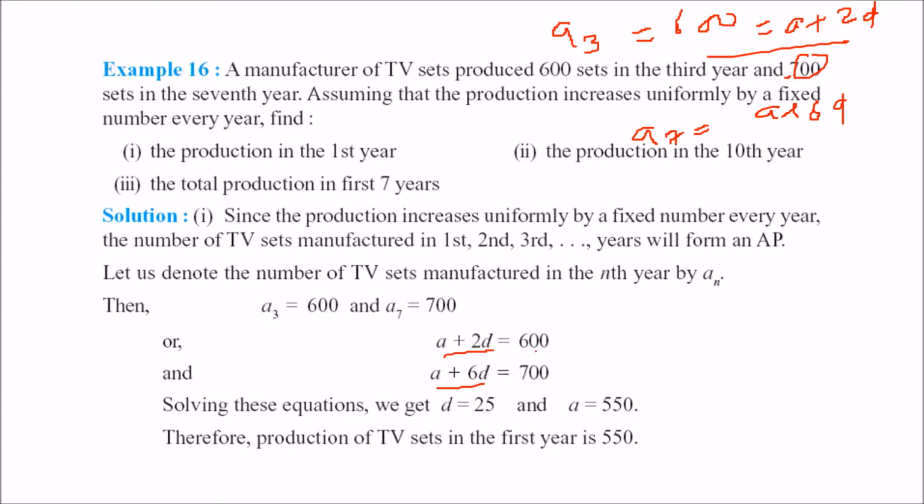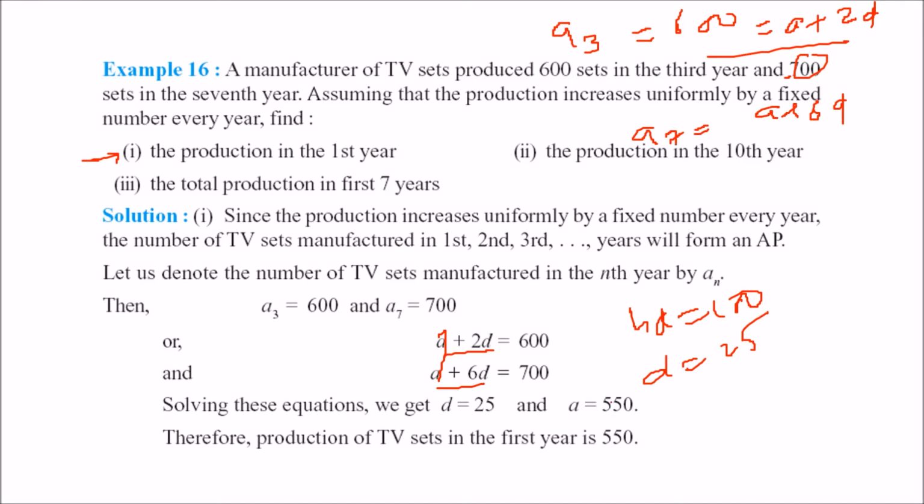A plus 2D is 600. Now we have to find various parts. So let us solve this. We can directly solve this. 6D minus 2D, that is 4D, will be equal to 100. D will be equal to 25. And A then comes to 550.